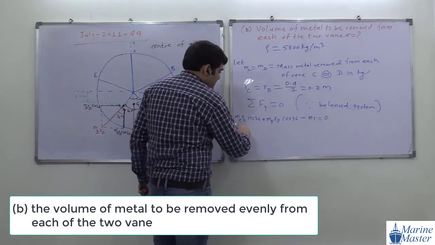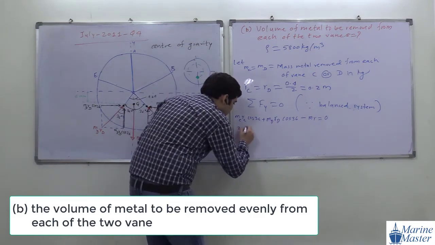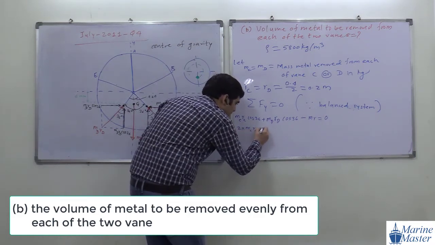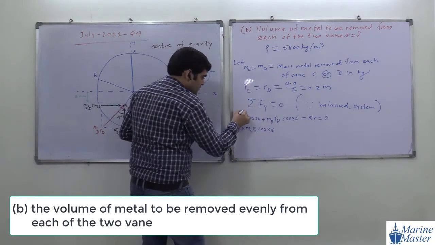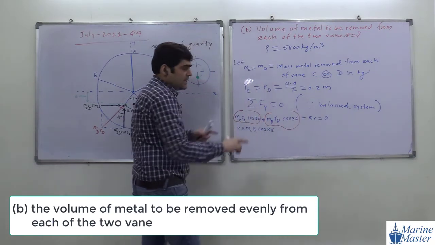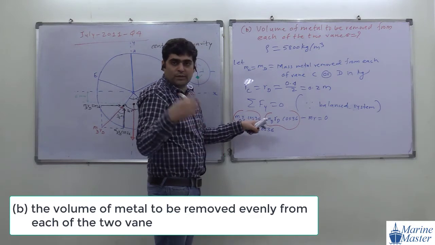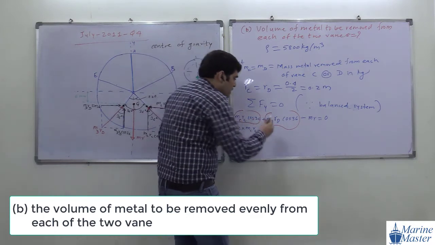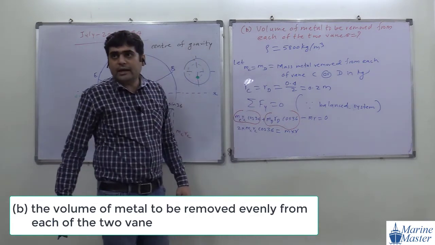So here MCRC and MDRD both will be the same. So can we take 2 times MCRC into cos 36? This term and this term both will be the same because mass is the same and radius is the same. So these two terms will be the same, so we take 2 times, and that will be equal to MR. Any doubt in this discussion?